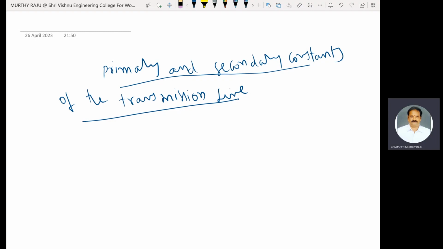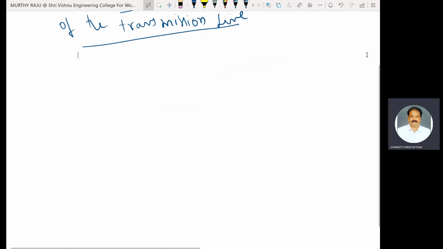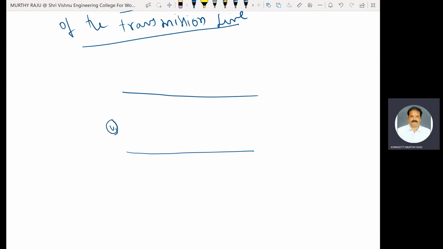Consider a two-wire transmission line shown in figure. Here, Vs and Is are the voltage and current at the source, that means the sending end. This one is Vs, voltage. This one is Is, current. This one is the sending end.